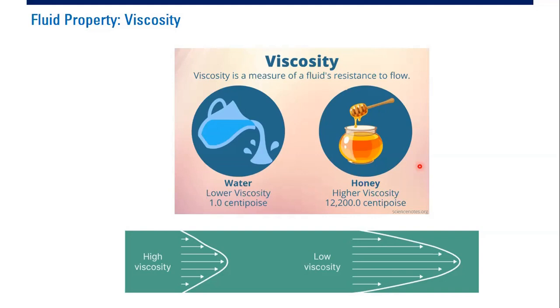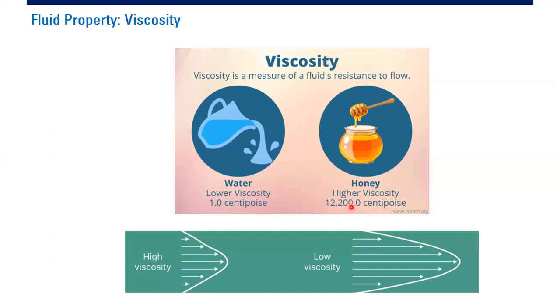And what is viscosity? Viscosity is a measure of fluid's resistance to flow. Now we can clearly understand that later on viscosity will influence the performance of our system. Let's say we have water here and honey there. Water, of course, has a low viscosity, only 1 centipoise in this example, whereas honey has very high viscosity, more than 12,000 centipoise. Of course, if we have reservoir fluid that is more like water, then the flow will be easier.